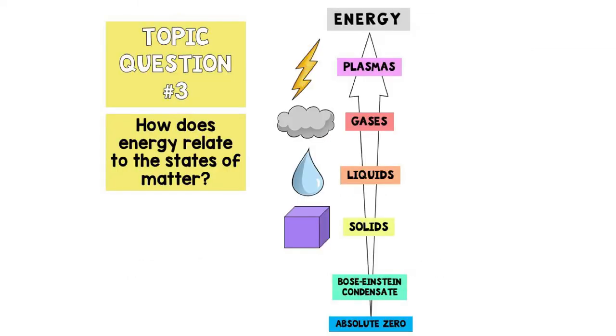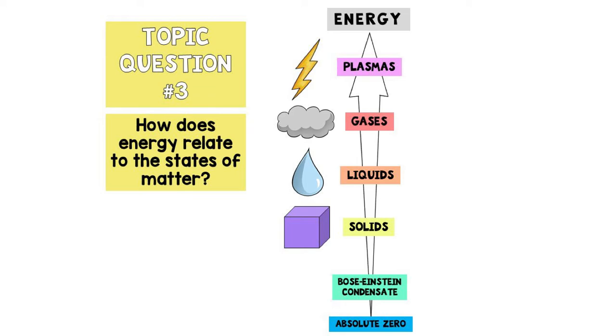Speaking of states of matter, let's move on to topic question 3. How does energy relate to the states of matter? If you look at this energy diagram, you will see that at the top is plasma. This means that plasma is the highest energy state on the diagram. Below that is gases, then liquids, then solids, then something called the Bose-Einstein condensate.